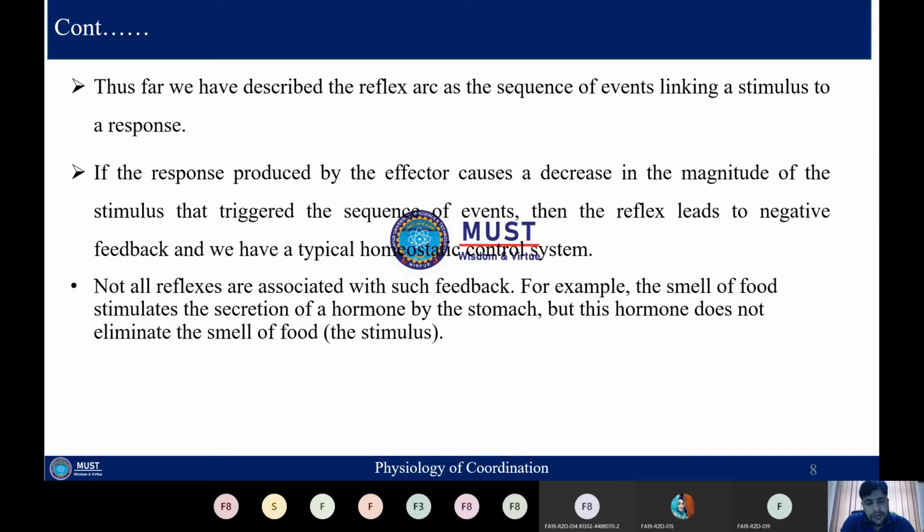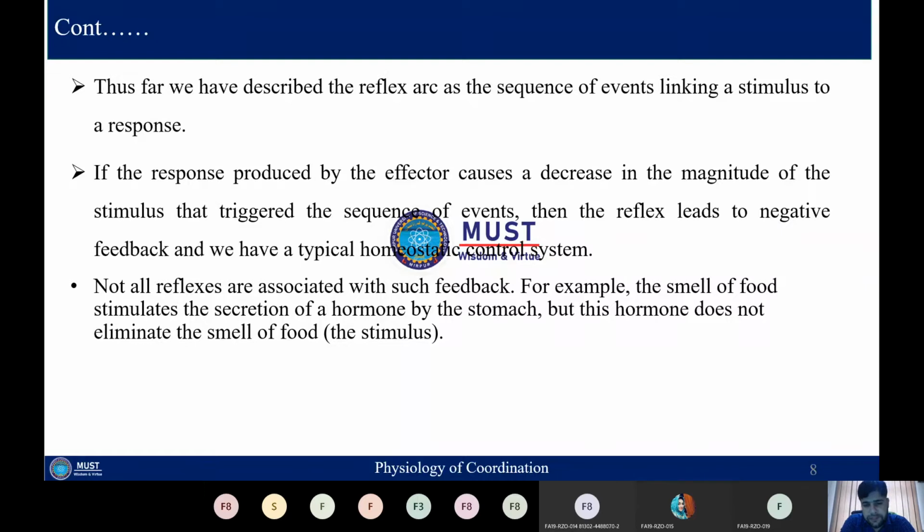That specific type of control is called negative feedback, and this is a typical type of homeostatic control system. Not all reflexes are associated with such feedback. Not all reflexes always produce negative feedback control. Sometimes reflexes can produce positive feedback in our body as well. For example, the smell of food will stimulate the secretion of a hormone by the stomach, but this hormone does not eliminate the smell of the food.